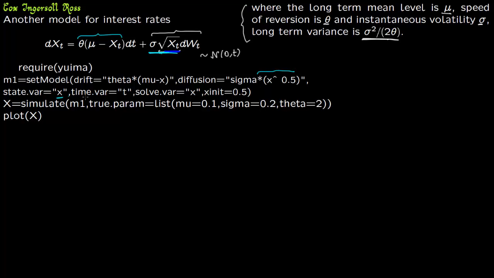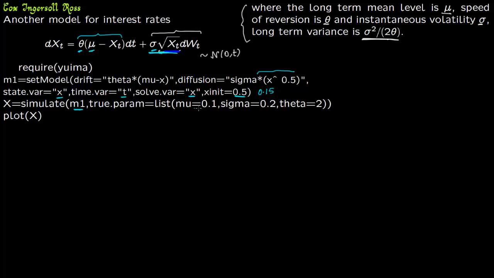State variable is x, time variable is t. You have to solve for variable x. Initial value you can take as 0.5. So when I run it, I will take the initial value as 0.15. We are going to simulate model 1. Now you have to give the parameters. You have to give 3 parameters: theta, mu, and sigma, because x_t you will solve anyway, and this dW_t is generated by the system.